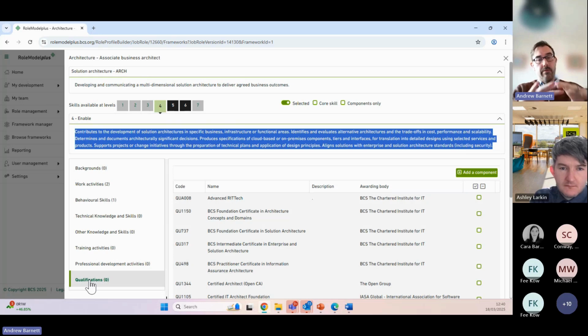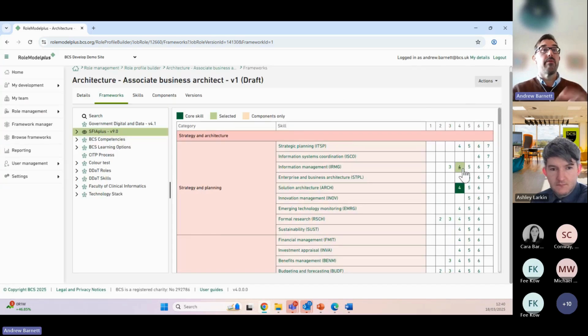So what you've got there is a really rounded view of a particular skill, which we know is going to be central to the role we're creating. And I'm going to flag it as such. So again, that is exactly the same as if you were building it using SFIA. So I'm just flagging to all and sundry that is a primary skill for the role of associate business architect. But that's one of a number.